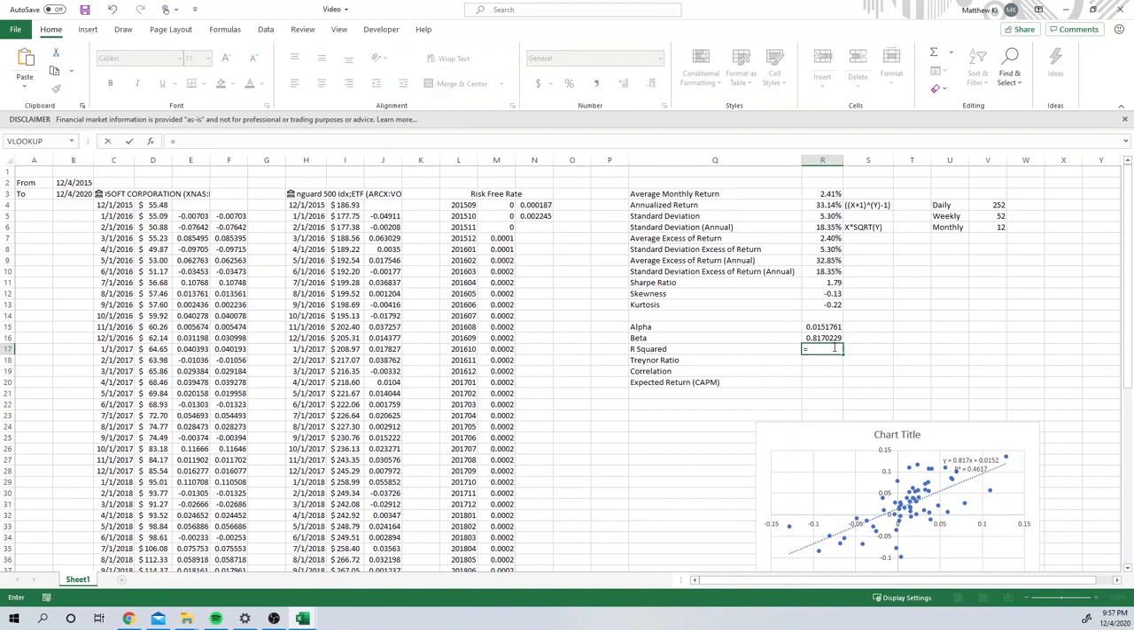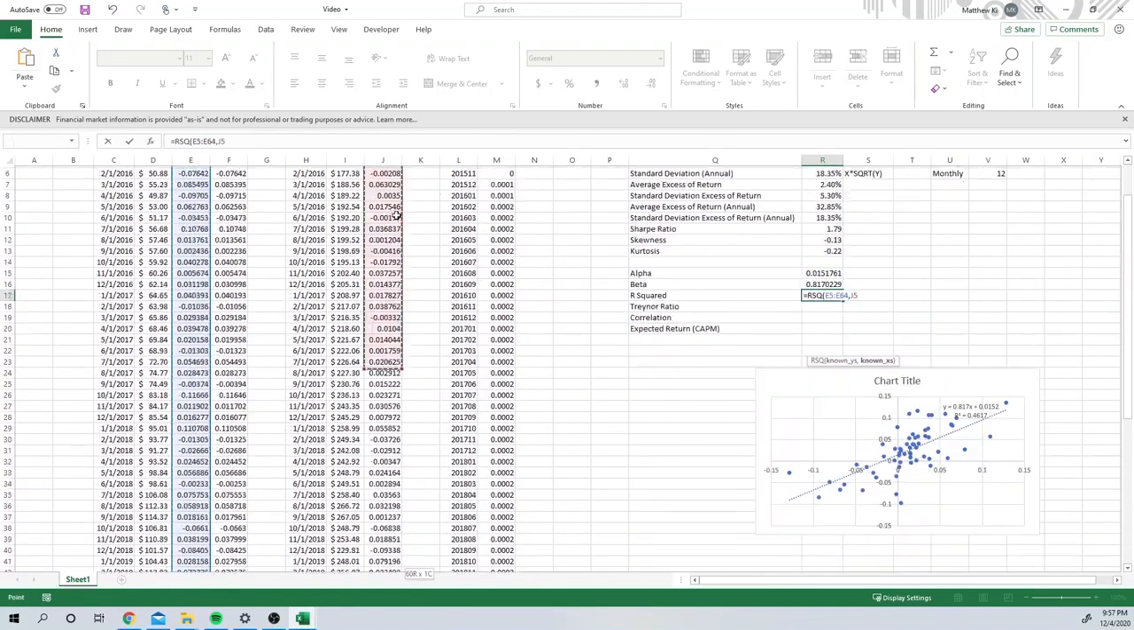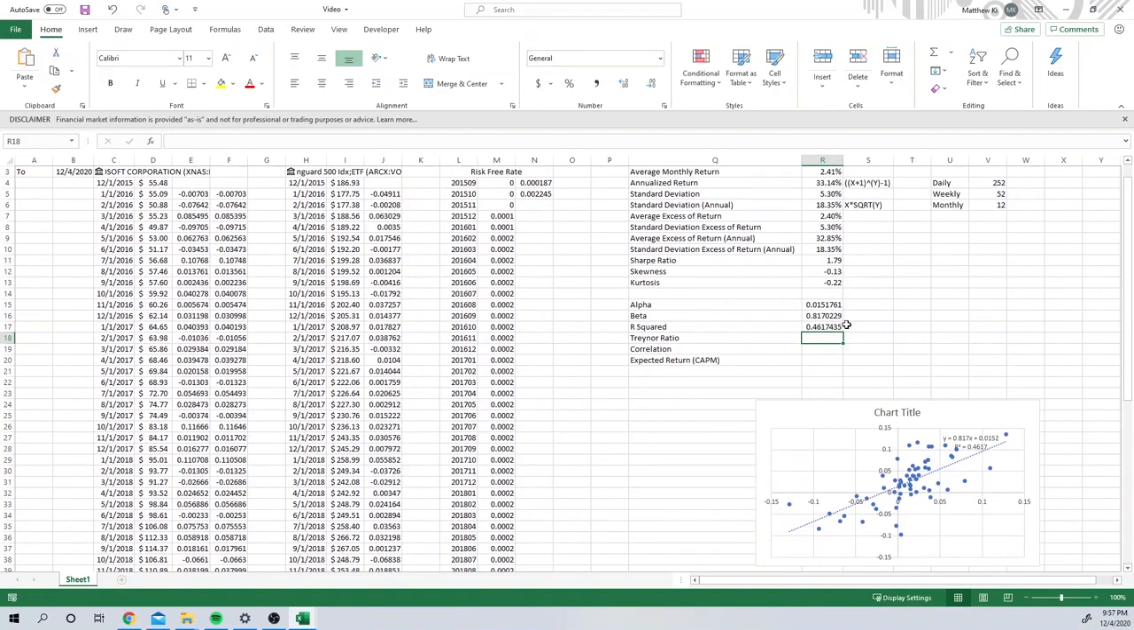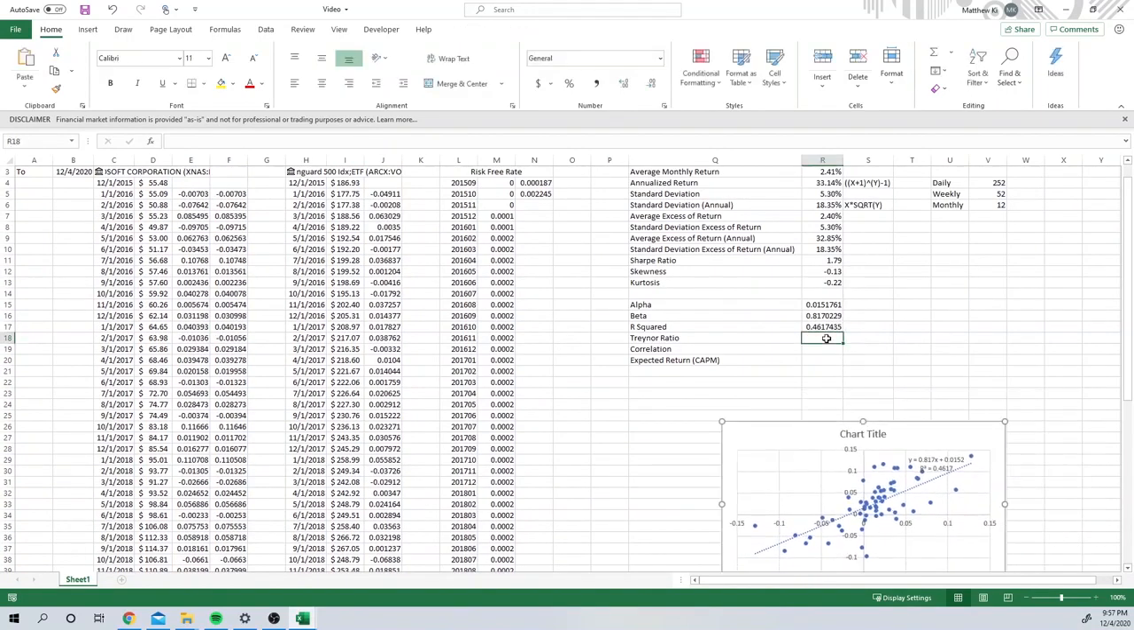So now to calculate R squared, it's an RSQ function. You just put in the same thing: put the y's, put the x's. All right, 0.4. And that's exactly what we got off the chart. Now we take the Treynor ratio. Let me show you what the Treynor ratio is.